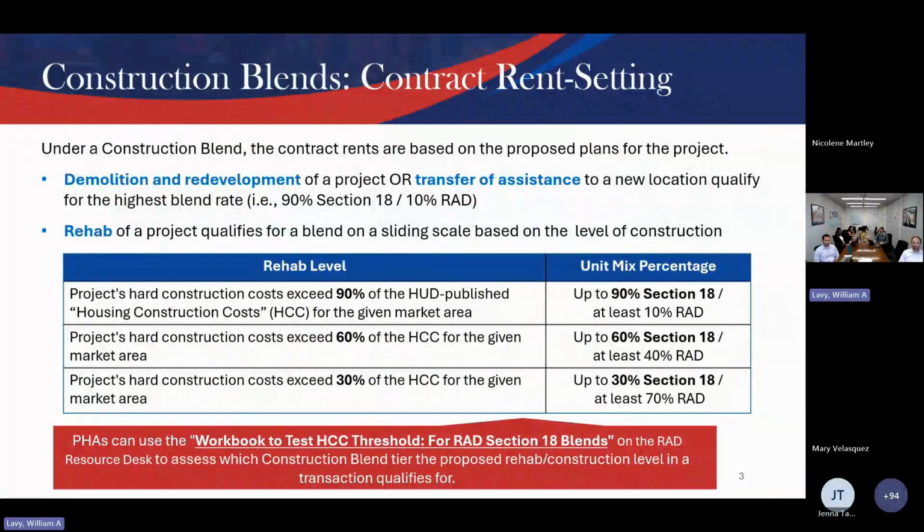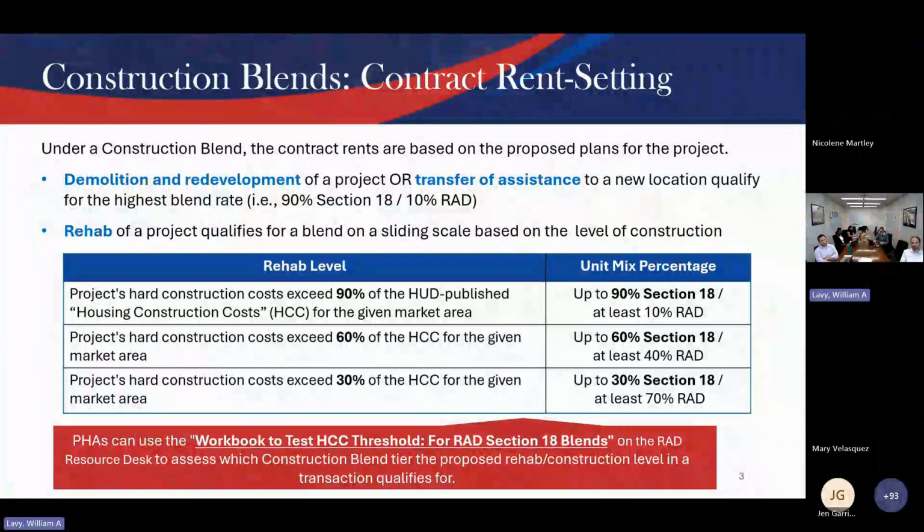As you'll see in this chart, if the proposed construction costs of the rehab exceed 90% of HUD's published housing construction costs for the given market area, up to 90% of the units would be approved under Section 18 and 10% RAD. And continuing down the scale, if the proposed hard construction costs are between 60 and 90%, then it's 60% Section 18, 40% RAD. And if the hard construction costs are between 30 and 60% of the HCC, it's 30% Section 18, 70% RAD.